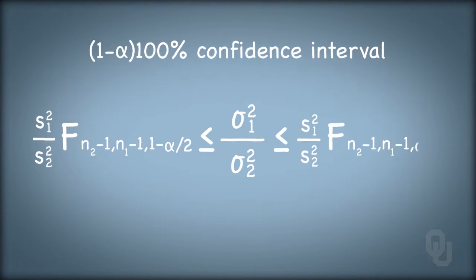With some algebraic manipulation, we isolate the ratio of sigma 1 squared to sigma 2 squared and find bounds for this ratio as a function of sample variances and F values. Note that the degrees of freedom are reversed from the bounds of the previous ratio. That's due to the algebra required to isolate the ratio of sigma 1 squared to sigma 2 squared. Working out this algebra would make a great homework problem. So let's put this confidence interval to work with an example.